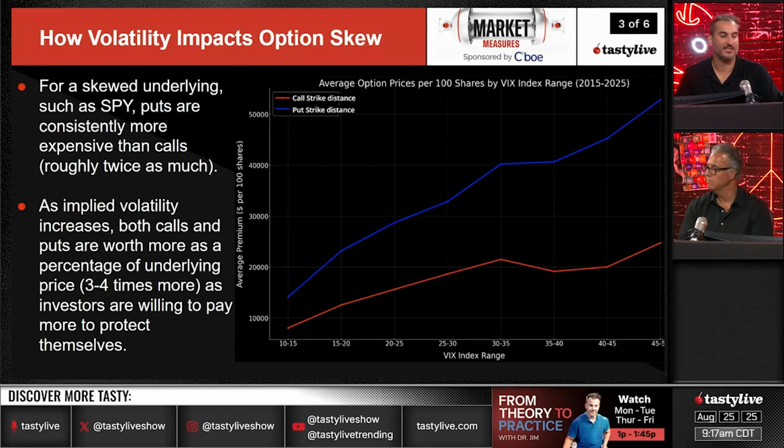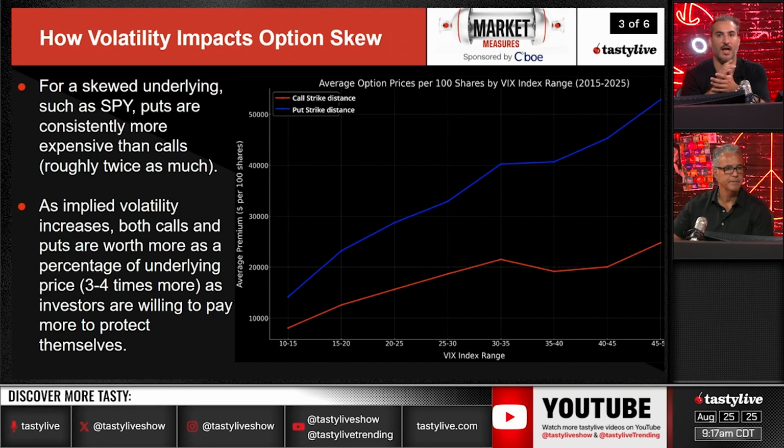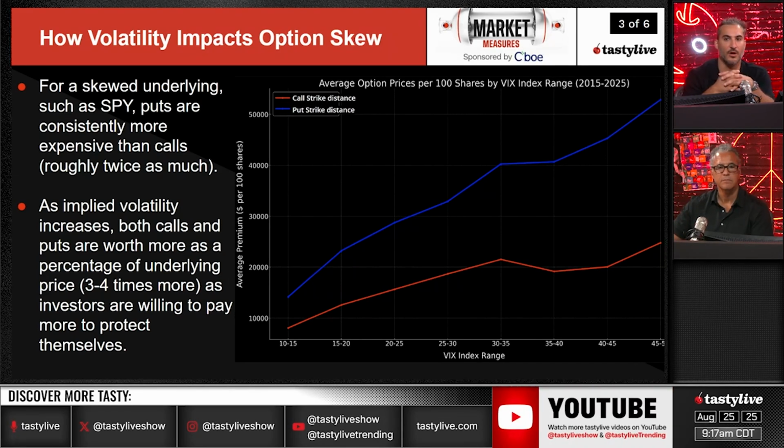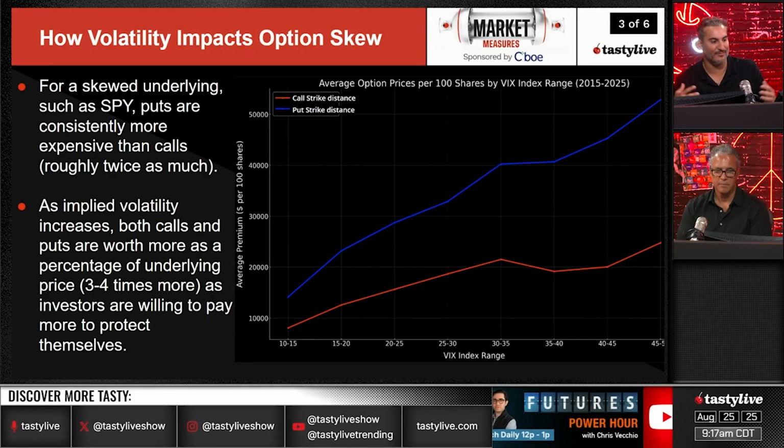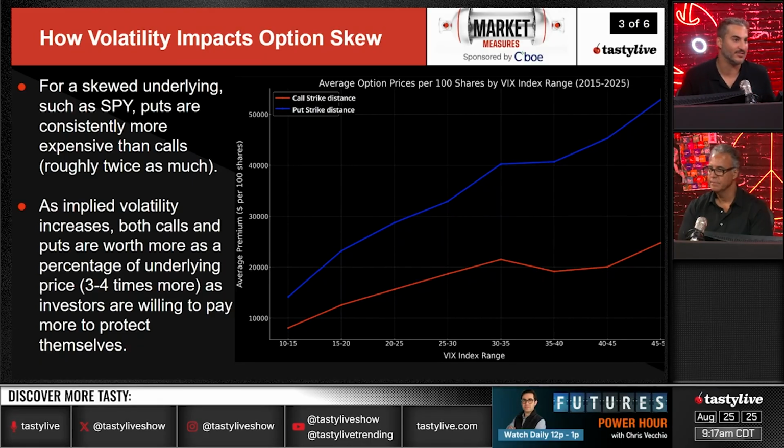Looking at the study, for skewed underlyings such as SPY, puts are consistently more expensive than calls. This is typical. You see this at pretty much all times, roughly twice as much. As implied volatility increases, both calls and puts are worth more as a percentage of the underlying. This is important to understand because a lot of people think of volatility as a one-sided thing: when you have downside moves, volatility increases. You're seeing value on both the up and downside increase with pops in volatility.